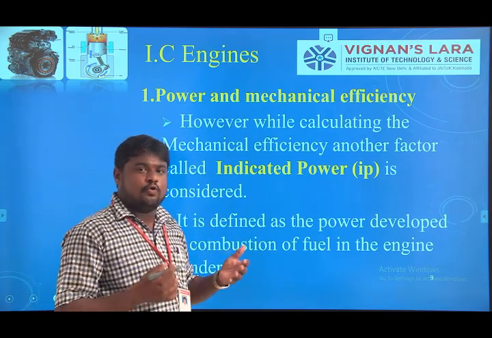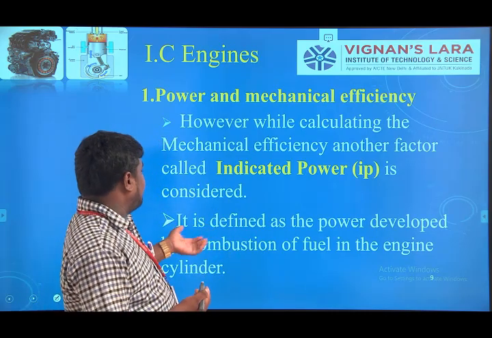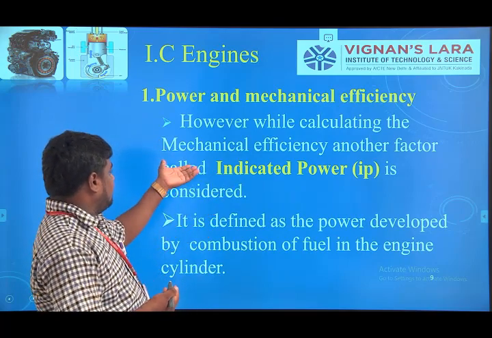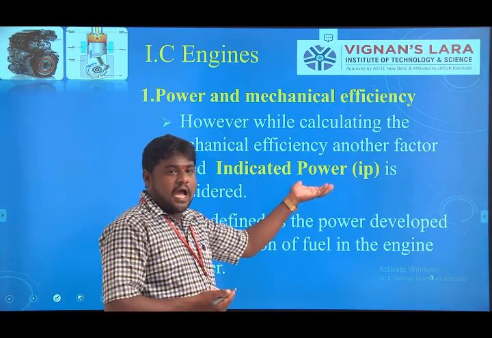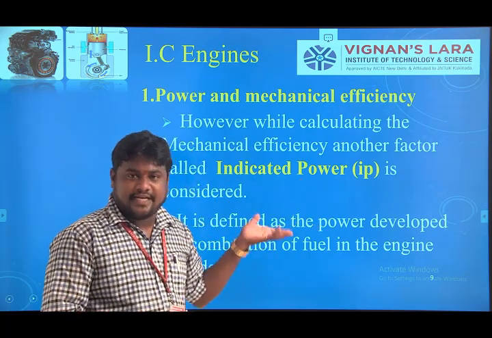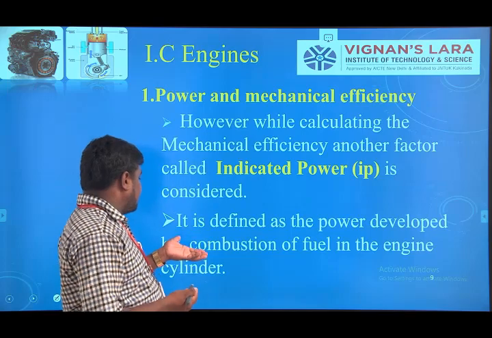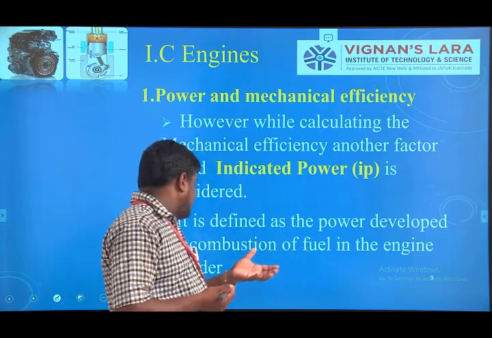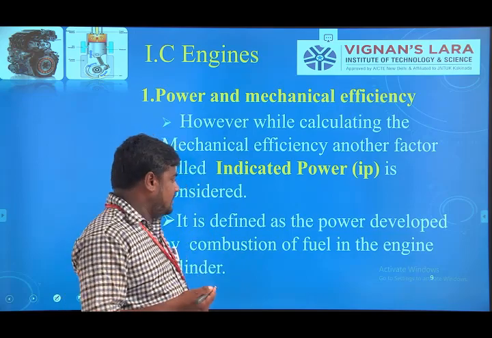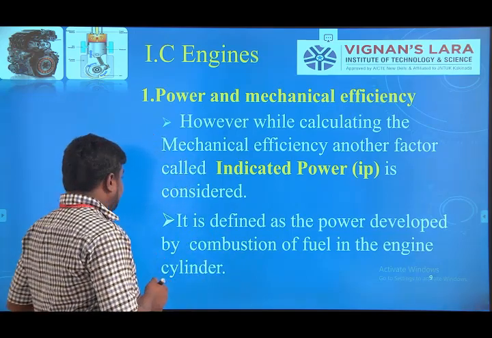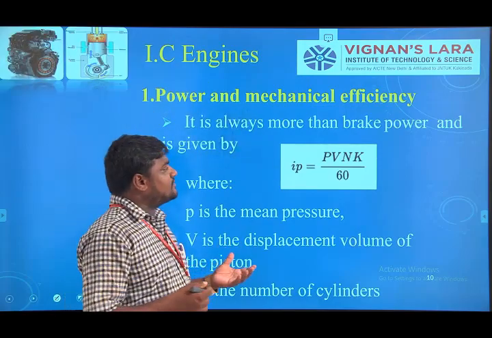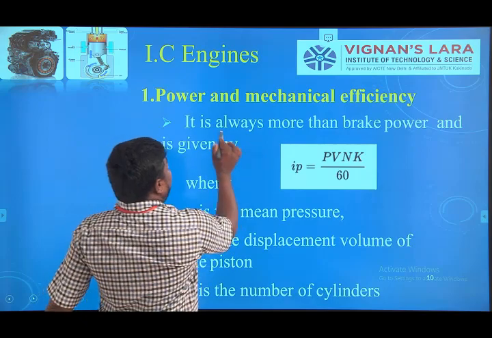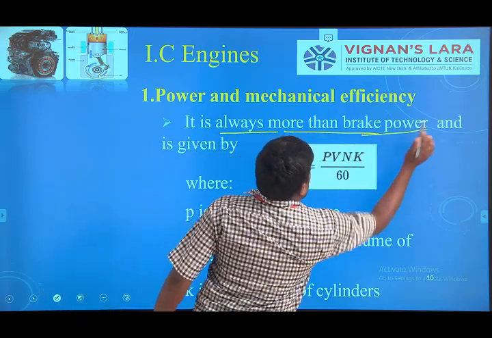So already brake power is 2 pi NT by 60. The brake power we are calculating here is for calculating the mechanical efficiency. Another factor is the indicated power. The indicated power is defined as the power developed by combustion of fuel in the engine cylinder. It is always more than brake power.